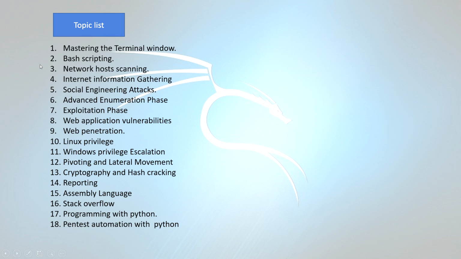First we see the topic list: mastering the terminal window, bash scripting, network host scanning, internet information gathering, social network attacks, advanced enumeration phase, exploitation phase, web application vulnerabilities, web testing, Linux privilege escalation, Windows privilege escalation, exploitation, pivoting and lateral movement, password cracking and hash cracking, reporting, assembly language, programming with Python, automation with Python. Now I discuss all the methods one by one.